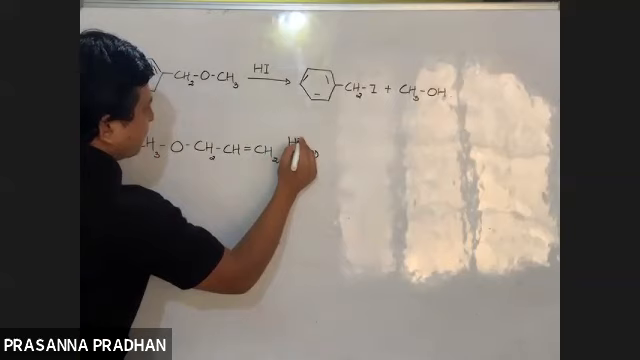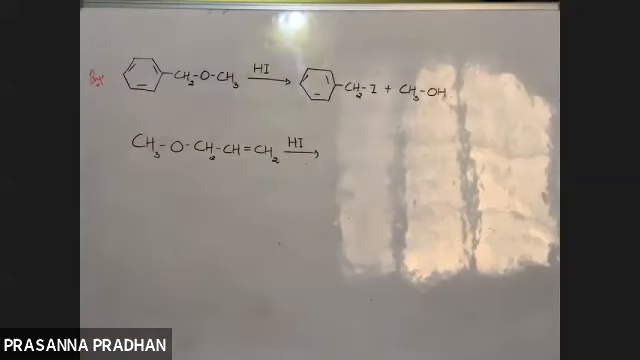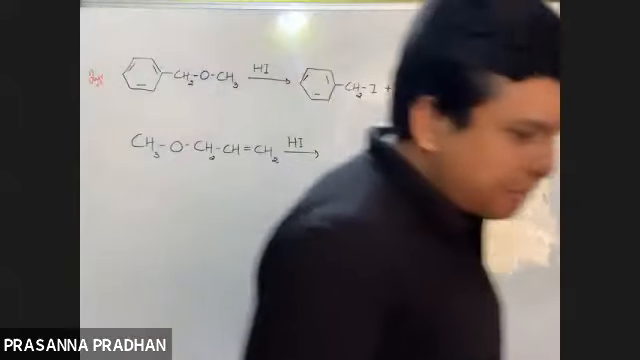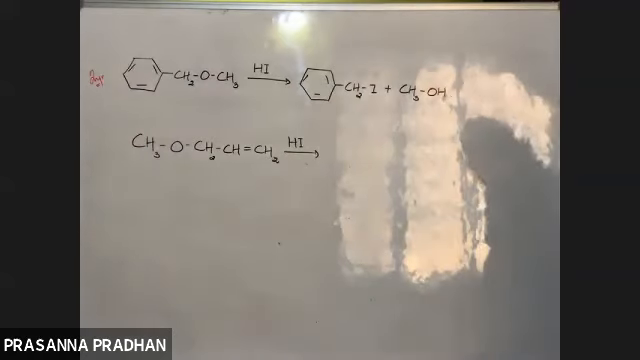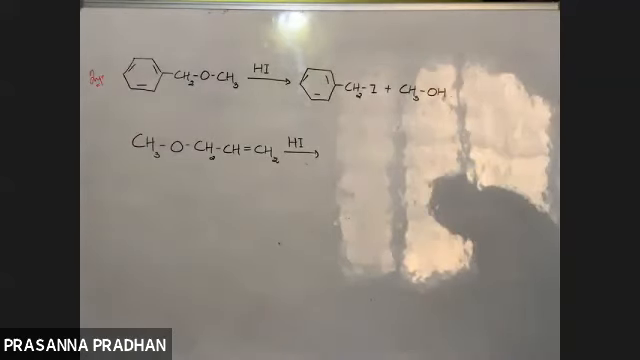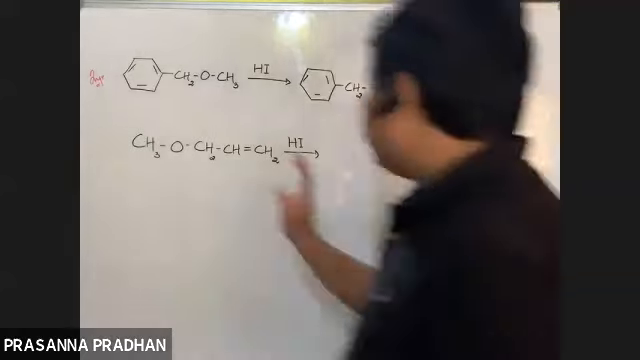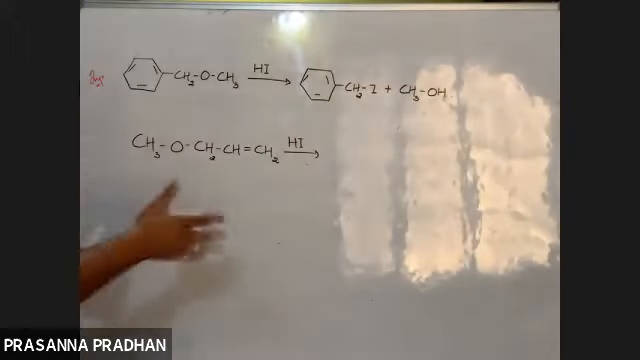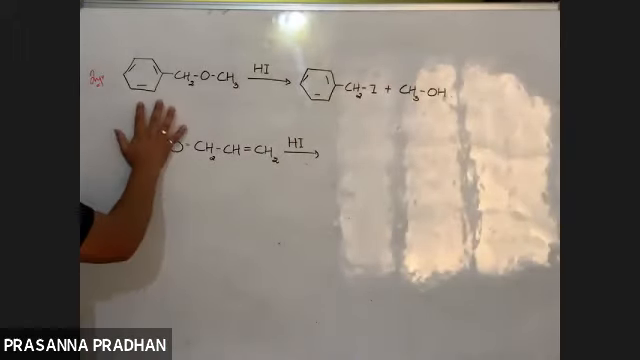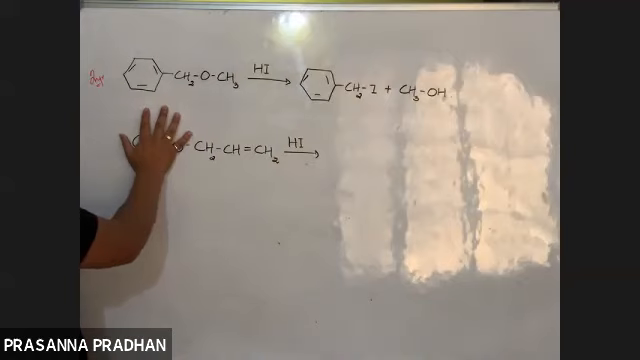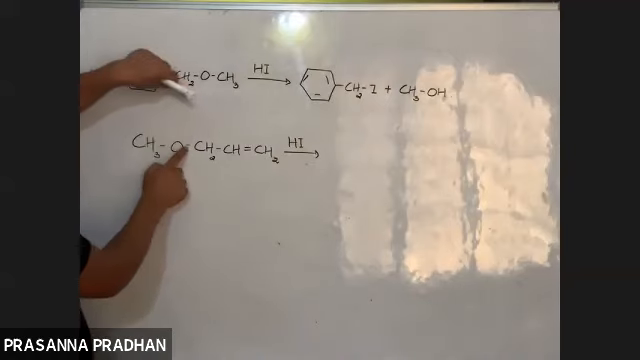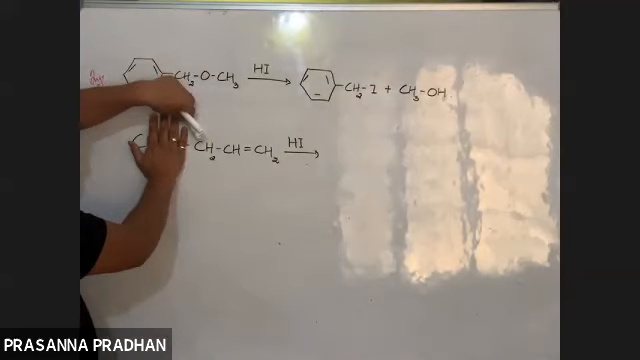Now, what do you think will be the product and why? Again you'll tend to think both are primary. Yes, we will tend to think that both are primary. Now, you just have to analyze. Methyl won't form a stable carbocation. But what about this allyl carbocation? What if the bond breaks here and a positive charge is formed here?